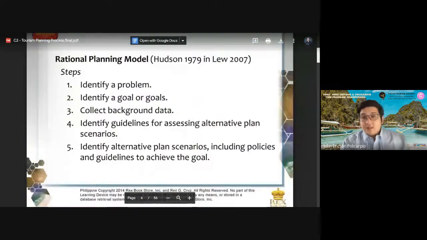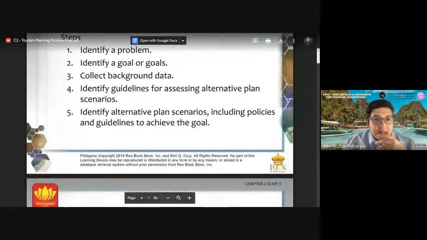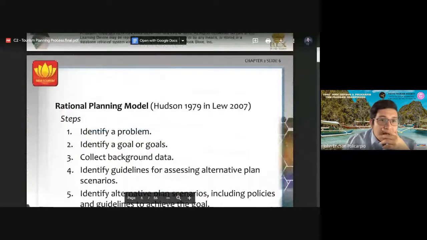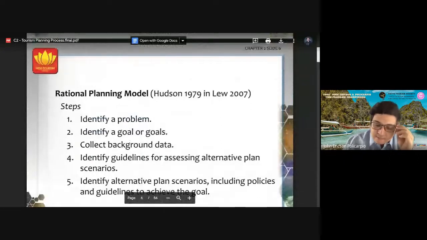Next, according to Hudson and Liu, there is what we call the rational planning model. So the rational planning model involves 10 steps, no? Actually, in terms of understanding planning, planning should be considered as a rational way of thinking. When I say rational way of thinking, it's basically a process flow of your intellect and cognitive skills together with your psychomotor and psychosocial skills. So in terms of a rational planning model, the 10 steps are as follows.